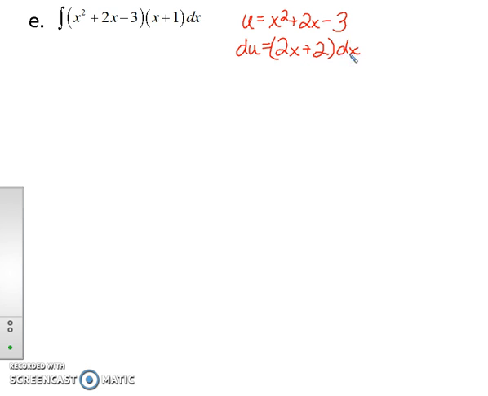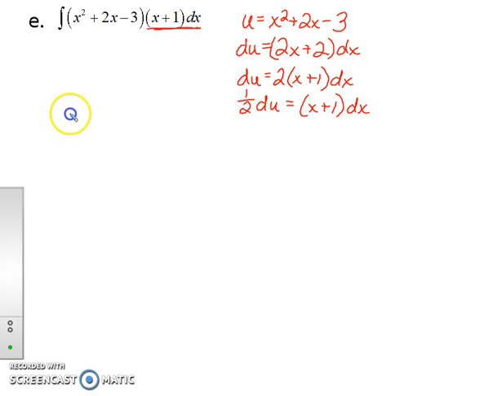Now, usually this is immediately where I go look over at my integral and say, okay, do I see 2x plus 2? I don't. I see x plus 1. But if I manipulate this by factoring out a 2, now I see x plus 1 and dx. So I do not see a 2 though, so I would have to divide it over with the du. And so 1/2 du would be equivalent to the x plus 1 dx.